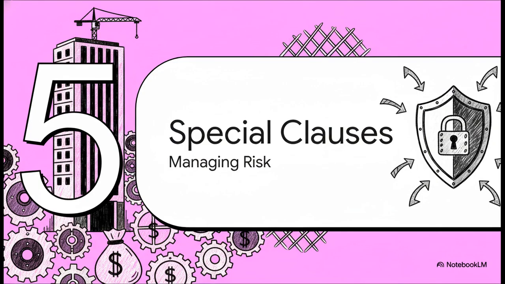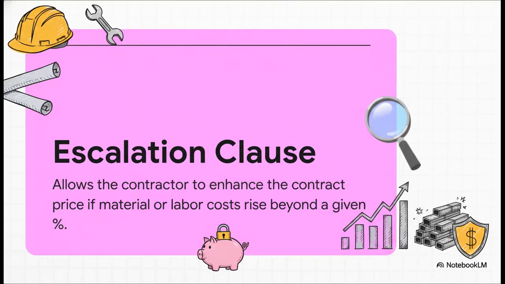All right, let's wrap up with one last thing. Long-term contracts like our skyscraper are inherently risky, right? So let's look at a couple of clever clauses that get built into these agreements to manage that risk. First up is the escalation clause, and this thing can be a real lifesaver for the contractor.